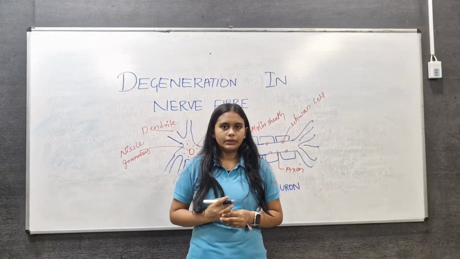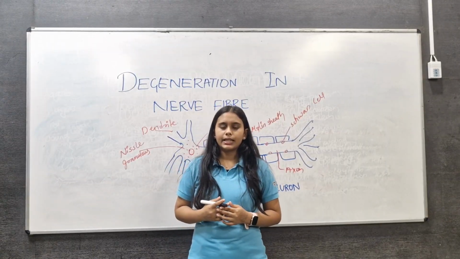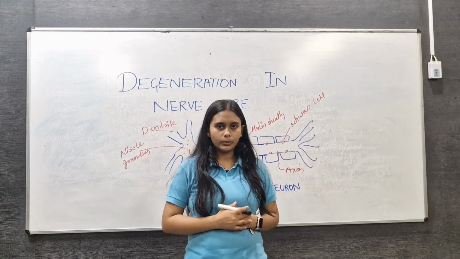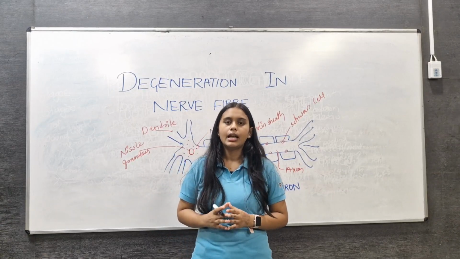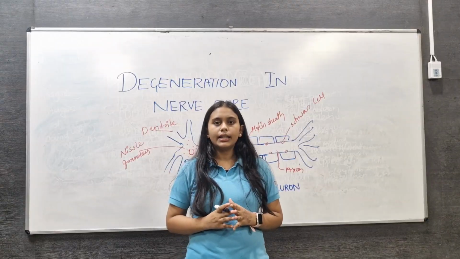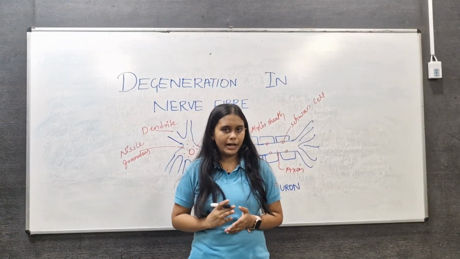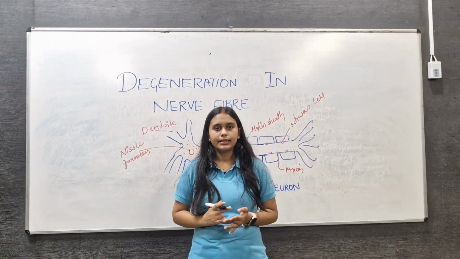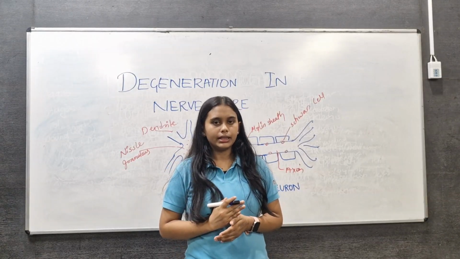What are the causes of injury? Any injury to the nerve fiber leads to changes in that nerve fiber or nerve cell body. These changes together are known as degenerative changes. And according to Sunderland classification of injury, it is classified into 5 types: first degree injury, second degree injury, third degree injury, fourth degree injury, and fifth degree injury.